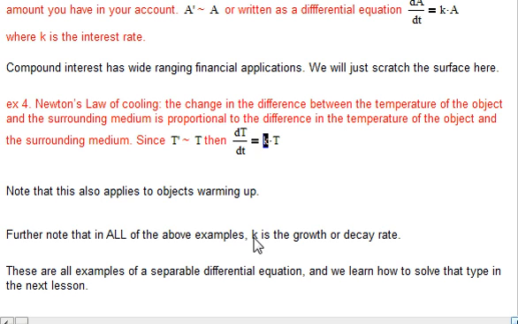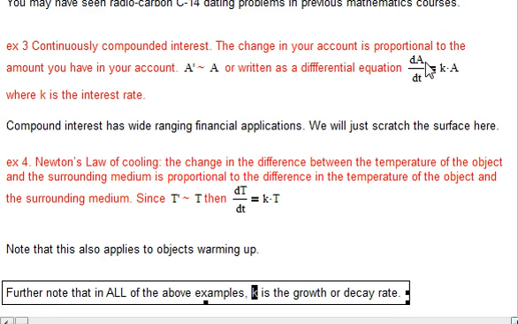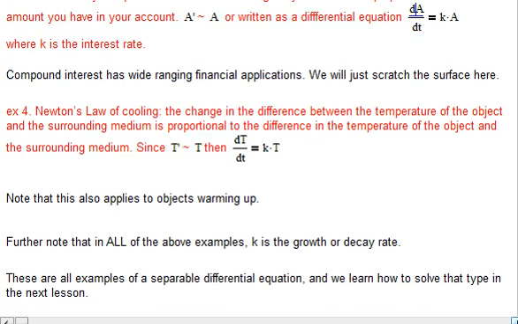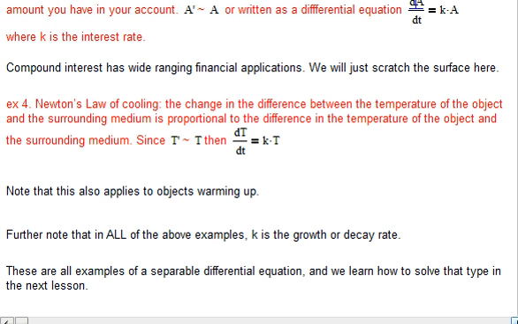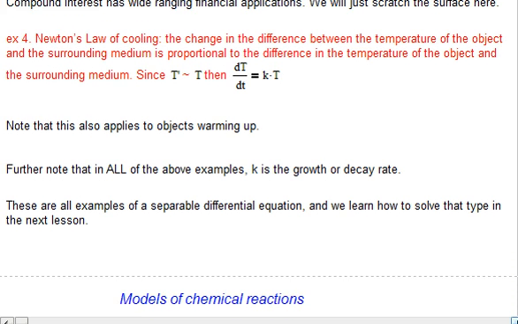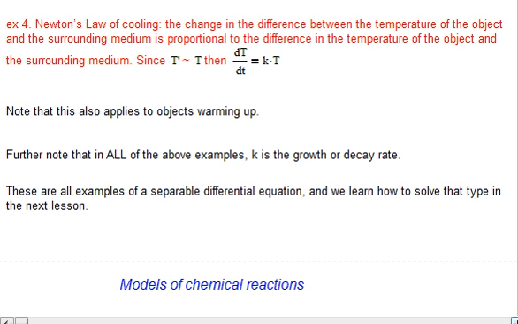So K is either the growth or decay rate in all these, and if you really look at it, you know, change the parameter or change the variable I'm using, but they are all the same. And we will solve this separable differential equation in the next lesson, and it's actually pretty easy. I think we solved it as separable in the last lesson as well, but that's up and coming. I hope that worked for you.